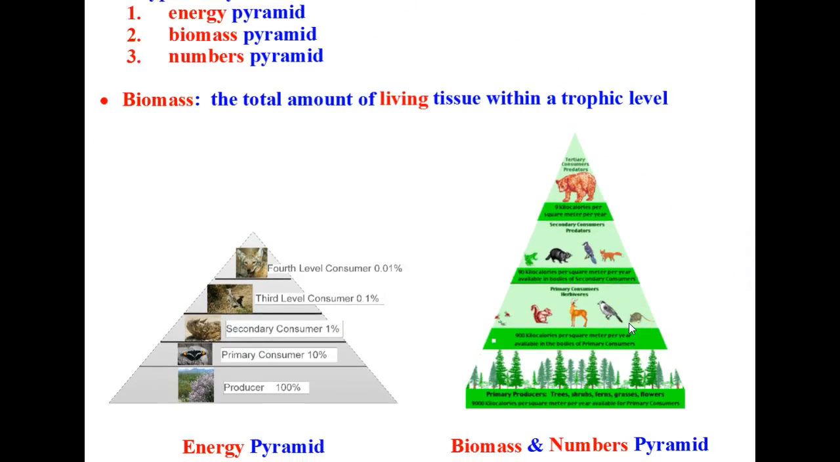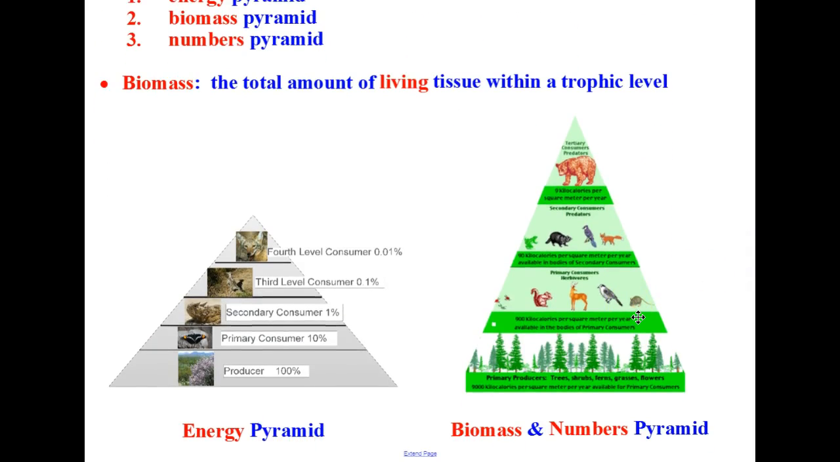Pictured in your diagrams are two examples of ecological pyramids. The one on the left is an energy pyramid and shows the producers, primary consumer, secondary consumer, third level consumer, and fourth level consumer in this particular ecosystem. You note how the percentages show how much of the energy is in each of the steps along the way.